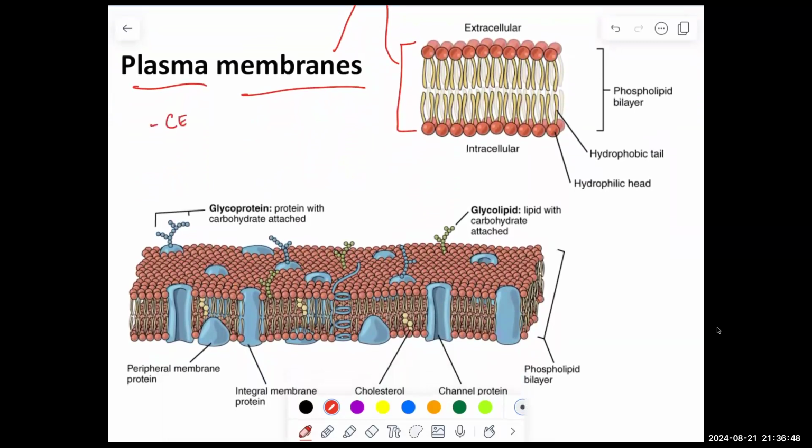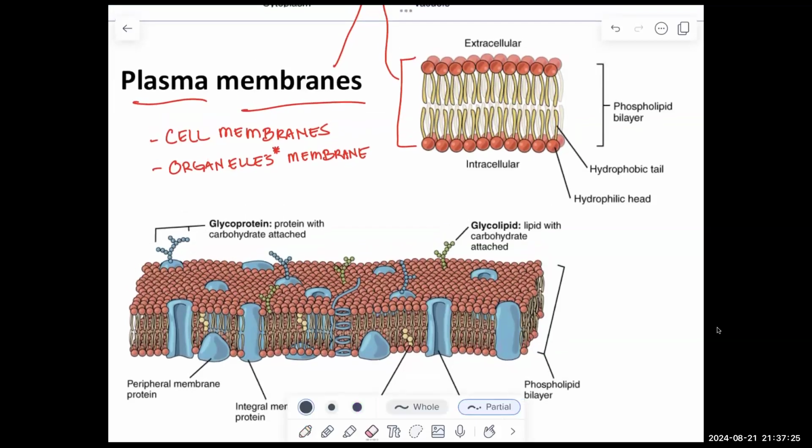So it makes cell membranes, which act as the barriers of cells, and it makes the organelle membranes. So organelles also have a barrier that is made of a plasma membrane. There are some organelles that do not have plasma membranes. Keep that in mind. They're made of a very critical molecule that I need you to be familiar with. They're made of a phospholipid molecule.